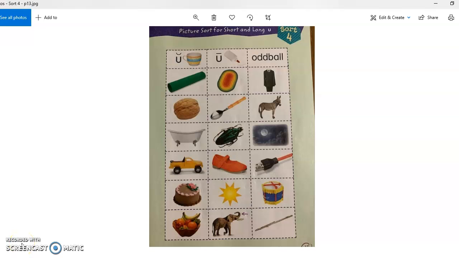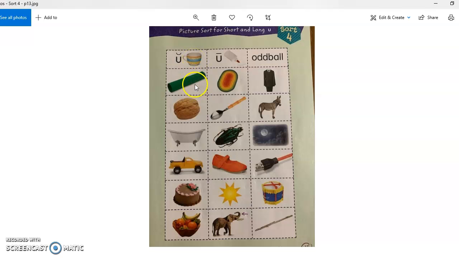Hello, kids. For word study on Friday, October 23rd, we are going to be studying the short U versus long U sound. So this one's a little bit trickier because the long U has two sounds. We've got short U as in cup, and long U is oo or you. So here we've got glue is long U and cup is the short sound.